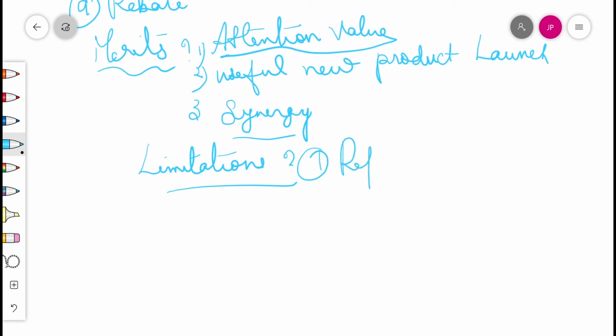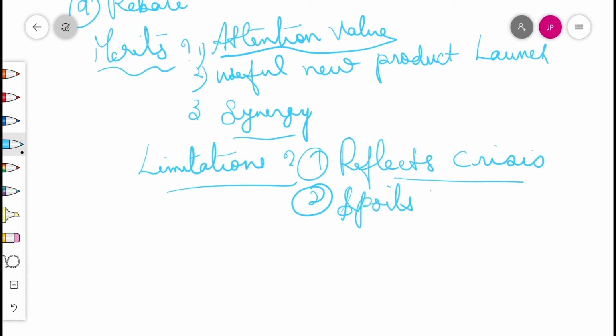Reflects crisis. Secondly, it spoils product image. Continuous use of sales promotion tools affects the product image. The customer may develop an impression that products sold through sales promotion are overpriced and sometimes of poor quality also. What are the commonly used sales promotion methods?